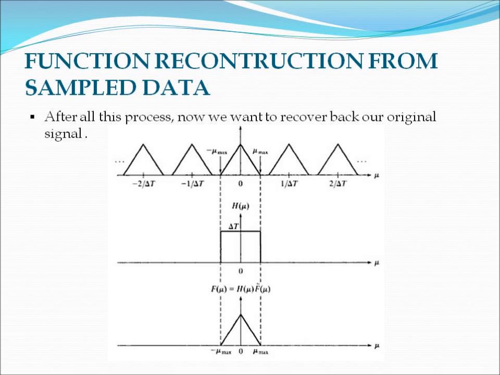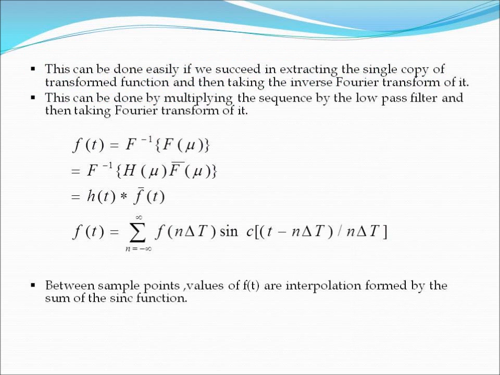This can be done easily if we succeed in extracting the single copy of the transform function and then taking the inverse Fourier transform of it. This can be done by multiplying the sequence by a low pass filter and then taking the Fourier transform of this function, which is as shown. Between sample points, values of f of t are interpolated, formed by the sum of sinc functions.